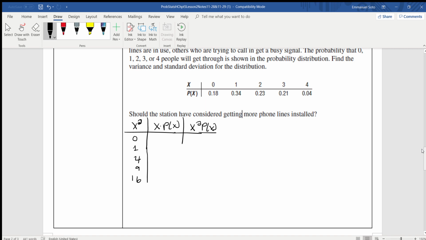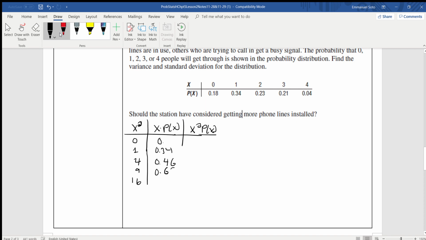X times P of X. So we're going to multiply these two. So we get 0. 1 times 0.34 is 0.34. 2 times 0.23 is 0.46. 3 times 0.21 is 0.63, and then 4 times 0.04 is 0.16.